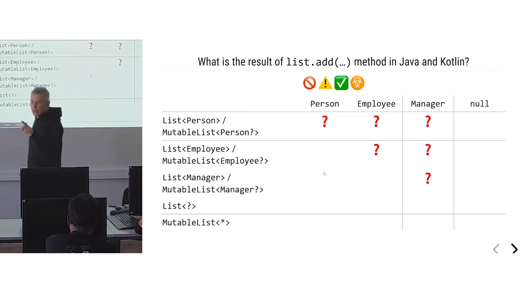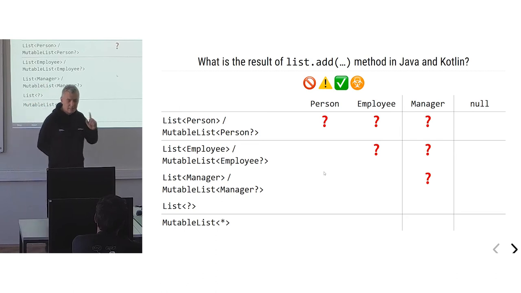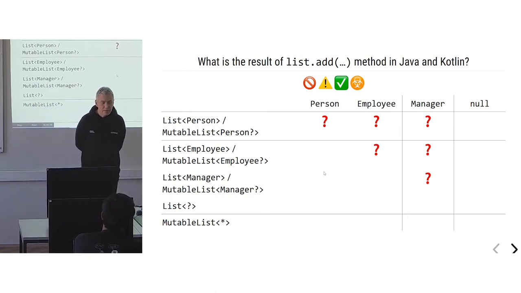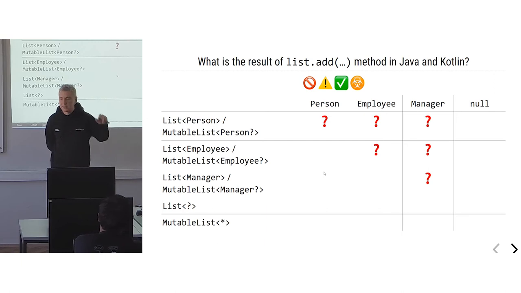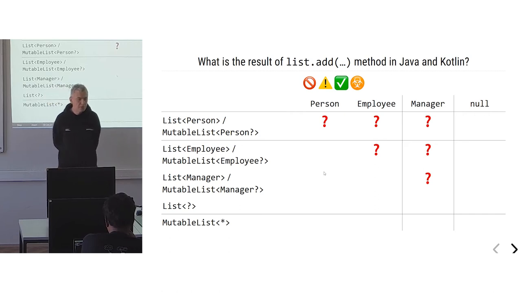Please remember, when I talked about arrays, I said that it's safe to read values, but it's unsafe to write values in covariant types. So let's move on. What about this part? Now it's the same. MutableList of Person with a question mark has absolutely the same semantics as List of Person in Java, so it will be the same for both Kotlin and Java. So what about this part of the table?